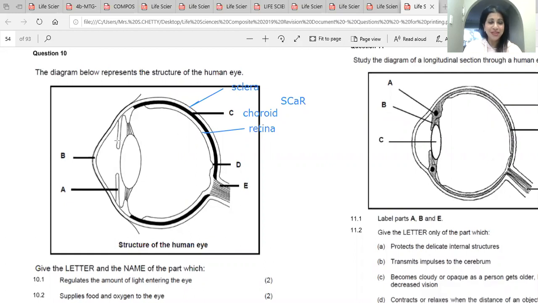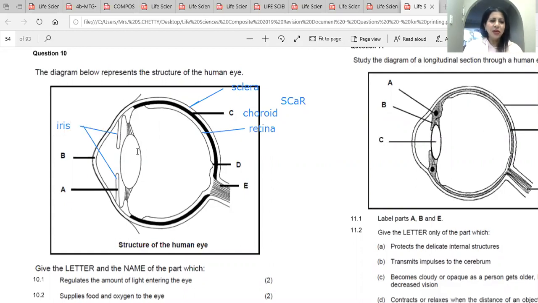So this here, that and that represent one structure. And that structure, on this side here, would be the colored part of your eye. And what is the colored part of your eye called? Your iris. So that is your iris.